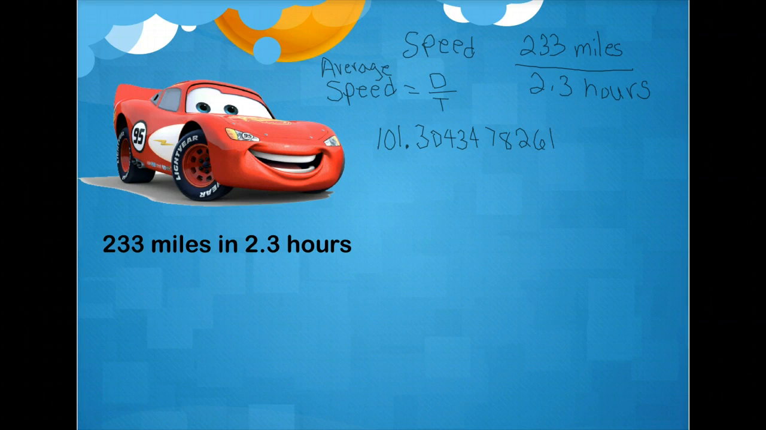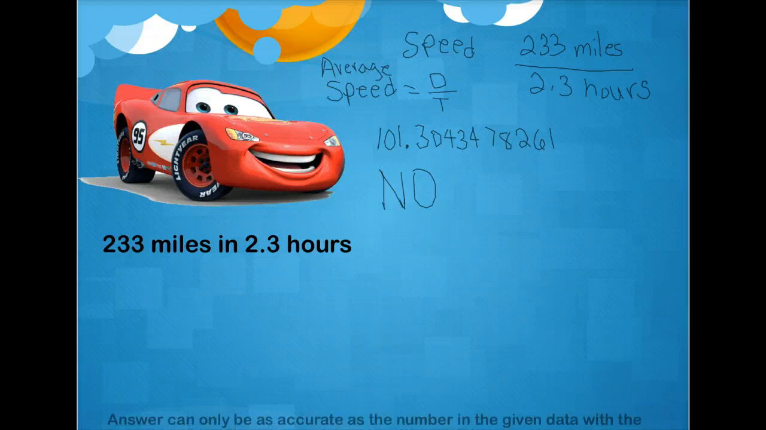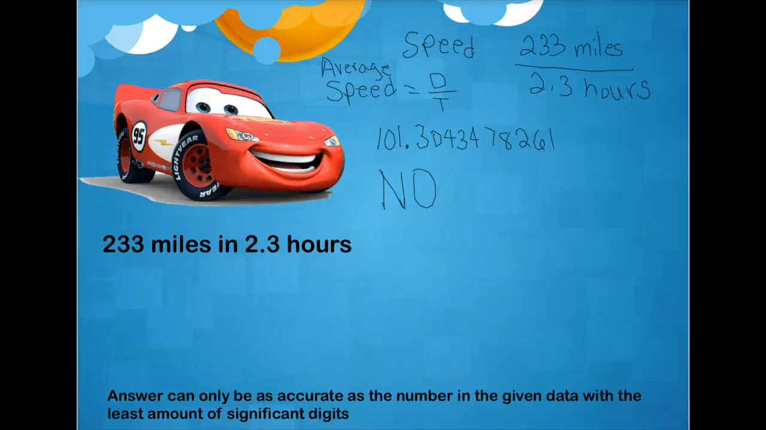Now, do we have to write this whole entire number down when we're answering a question? The answer to that is no. You should not write this whole entire number down, because the rule for significant digits when you're doing a problem like this is that the answer can only be as accurate as the number in the given data with the least amount of significant digits. So here's our data. This is what's given to us.